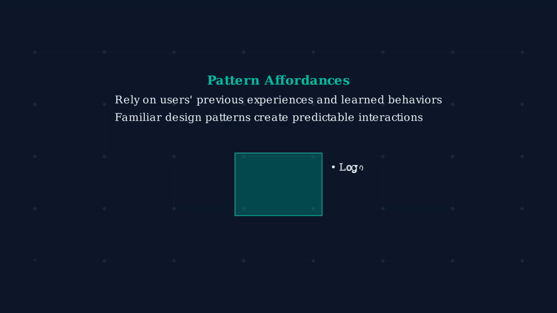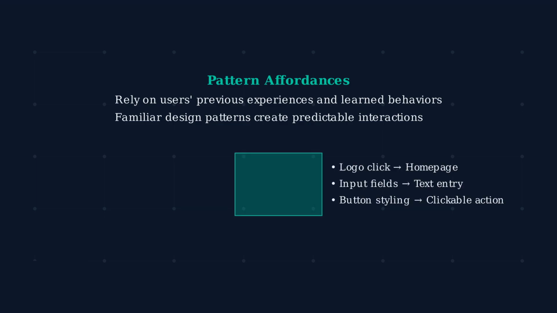This login form demonstrates multiple pattern affordances. Users immediately recognize the input fields for entering text, the button for submitting the form, and expect the logo to link back to the home page, all based on learned patterns from countless other websites. Understanding these different types of affordances, physical and digital, explicit and implicit, and pattern-based, gives designers a powerful toolkit for creating intuitive user experiences that feel natural and predictable.